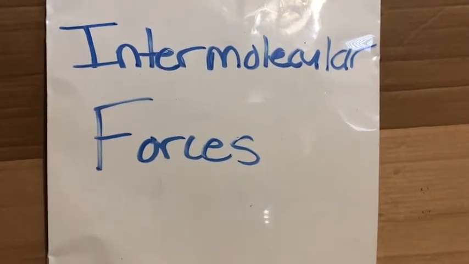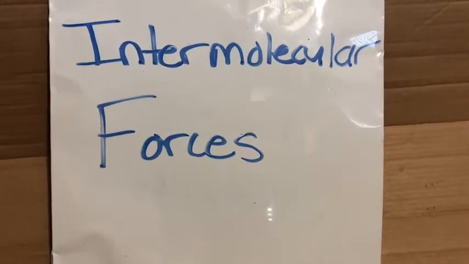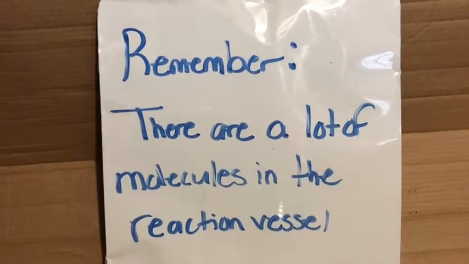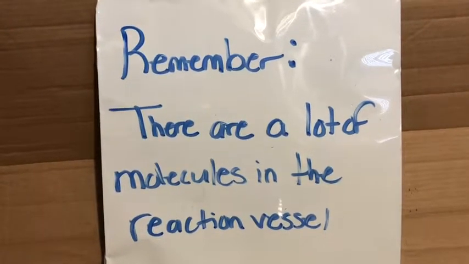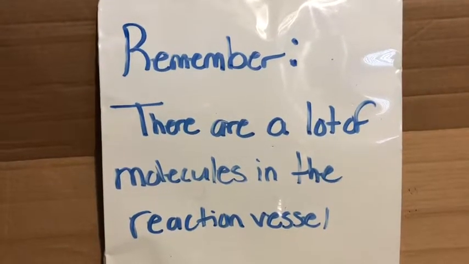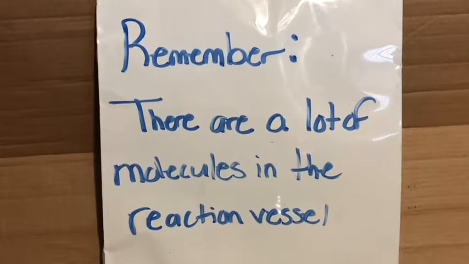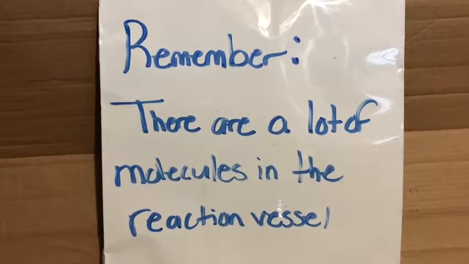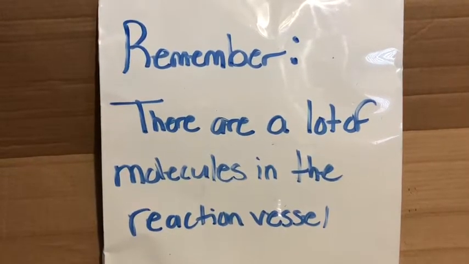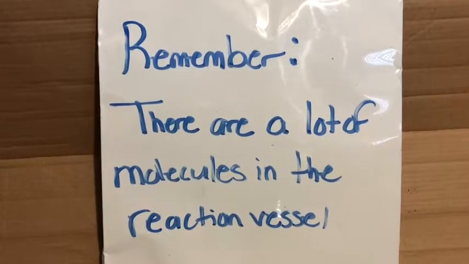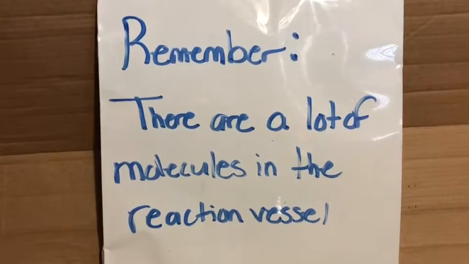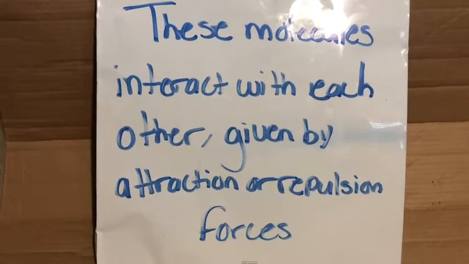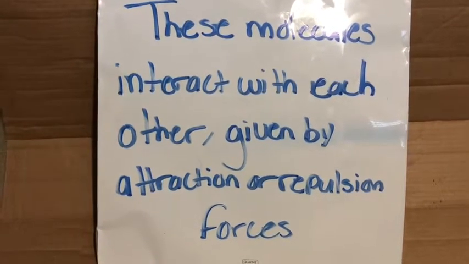In this episode, we are going to discuss intermolecular forces. Remember, there are a lot of molecules in the reaction vessel: 6.022 times 10 to the 23rd for every mole of reactant, or for every mole of the object of interest. These molecules interact with each other given by attraction or repulsion forces.